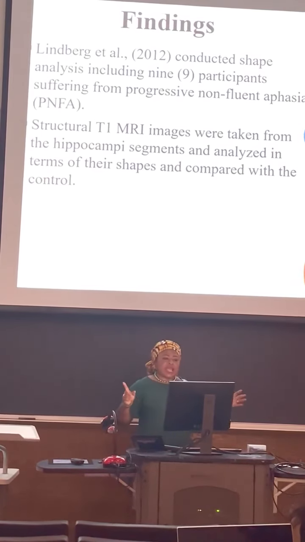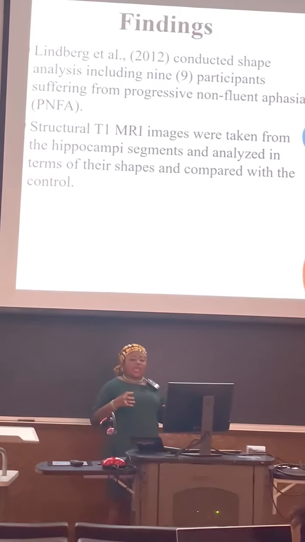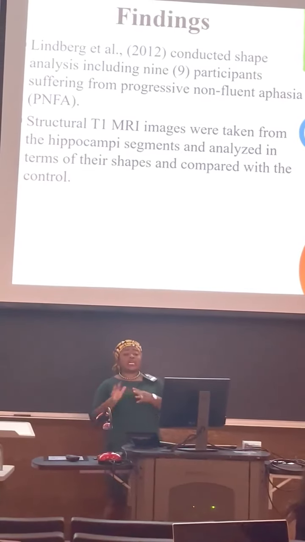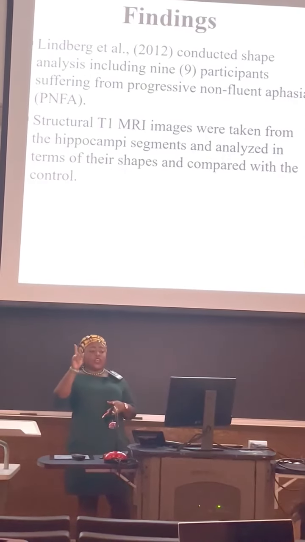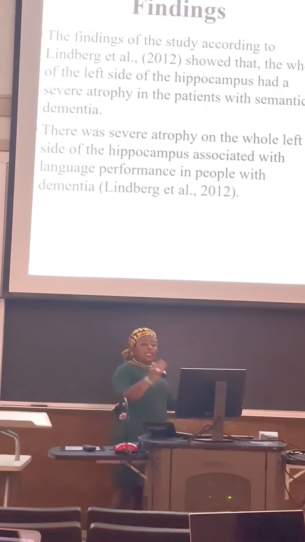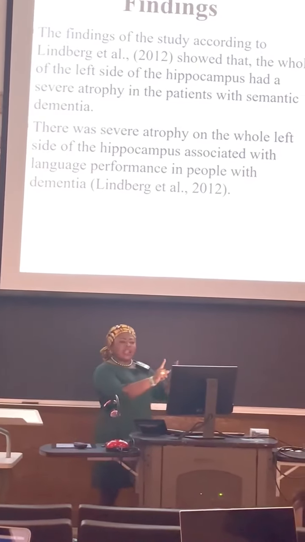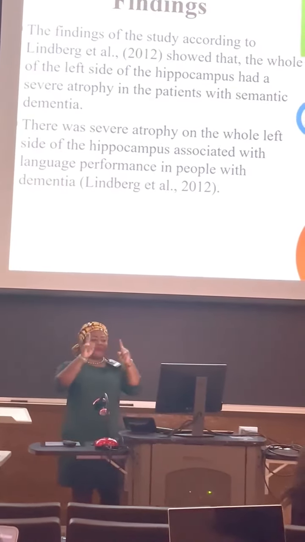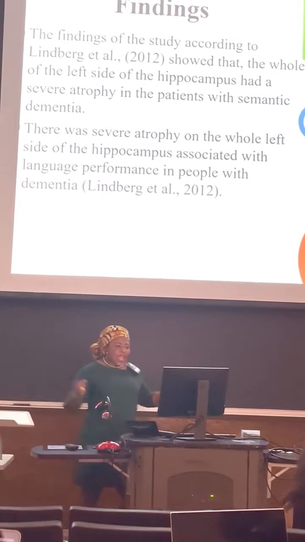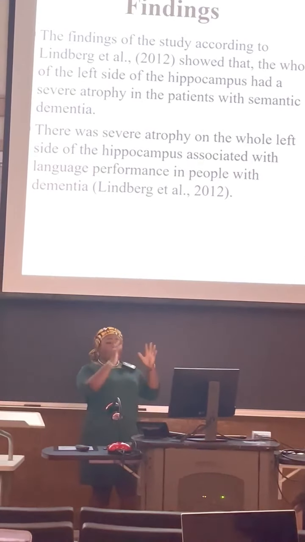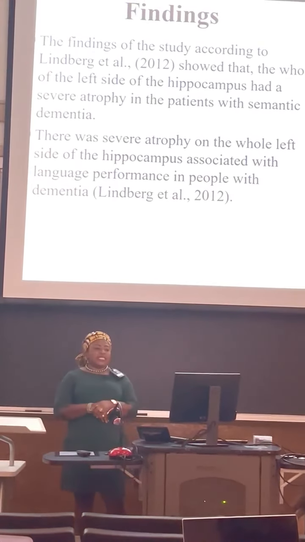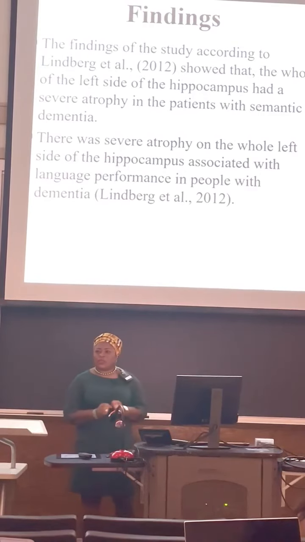So now let's look at the findings. Structural T1 MRI resonance images were taken from the hippocampal sections and analyzed in terms of their shapes and compared with the control. Now let's look at what happened. The findings of the study, according to Lickberg et al. 2012, showed that the whole of the left side of the hippocampus had severe atrophy in the patients with dementia. This is where we start now. There was severe atrophy in the whole left side of the hippocampus, which was associated with language performance in people with dementia. That is where we get to now.